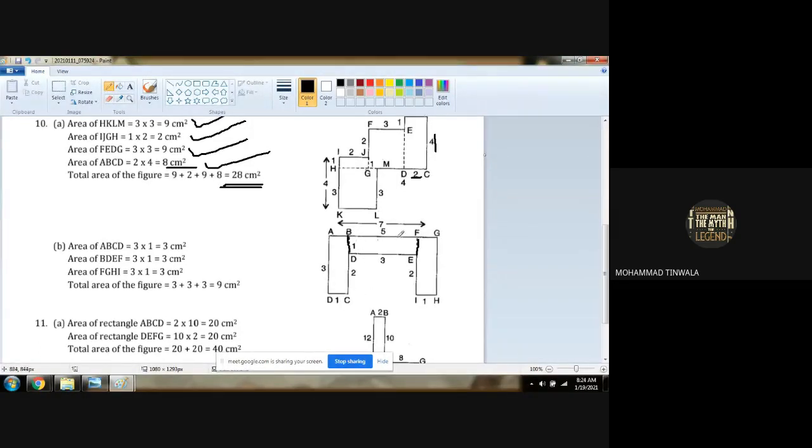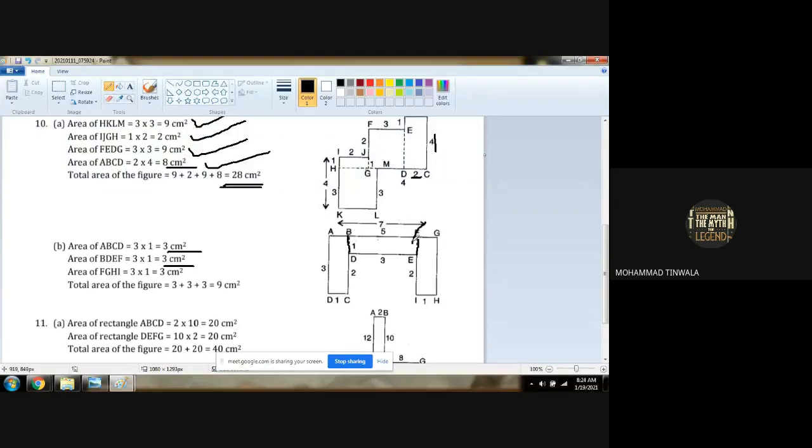A, B, C, D, B, D, E, F, F, G, H, I. There are 3 rectangles in the given figure. So first, ABCD is 3 centimeters breadth and 1 centimeter length. So 3 into 1, 3 square centimeters. Then BDEF. BDEF is this one. BDEF is 3 centimeters and 1 centimeter. So 3 into 1, again 3 square centimeters.